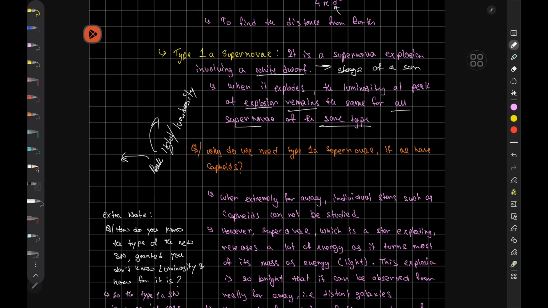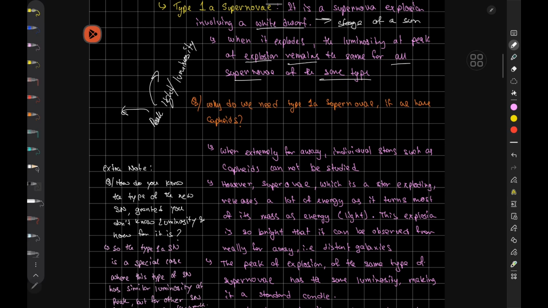So we observe the peak intensity of the supernova, and with the same type of supernova for this specific type, that is type 1 supernova, the peak luminosity is the same. Not intensity, my bad. Luminosity is the same. So yeah, how do we do the calculation or how does it really work?